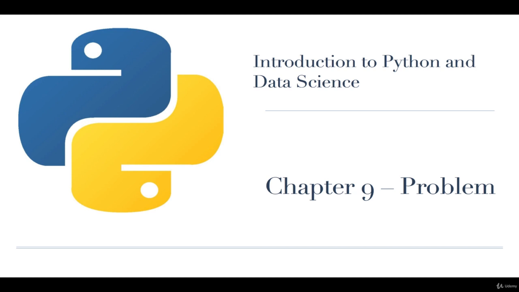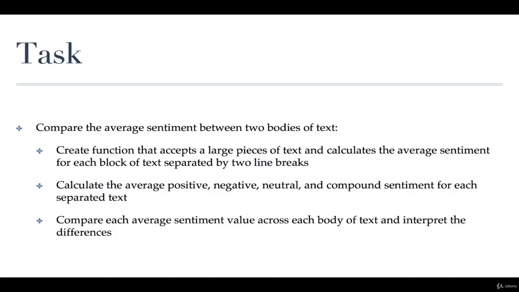This would be similar to something you might do with Twitter analysis, where you would take groups of tweets, calculate the sentiment and see if there are any similarities or differences between them. So for this task, we're going to compare the average sentiment between two bodies of text. I'm going to use the Gutenberg text examples that we've been using previously, but you can take any body of text that you want to analyze.